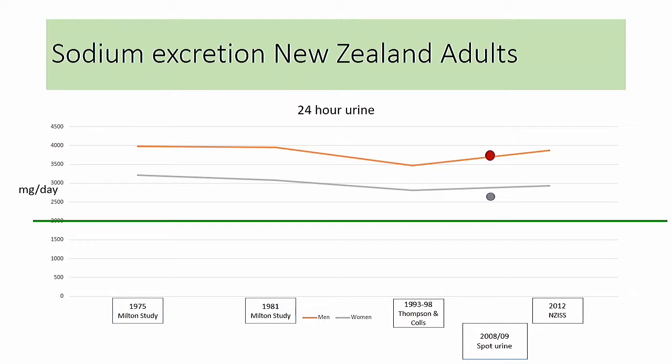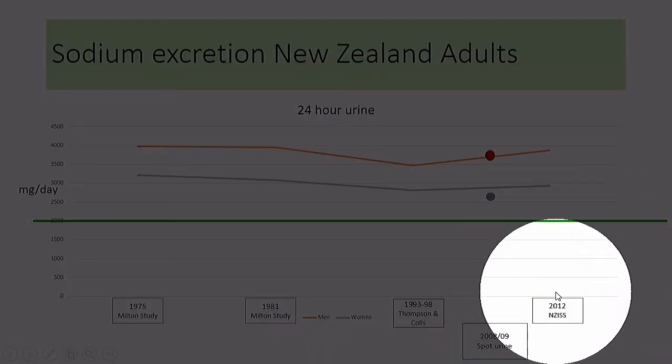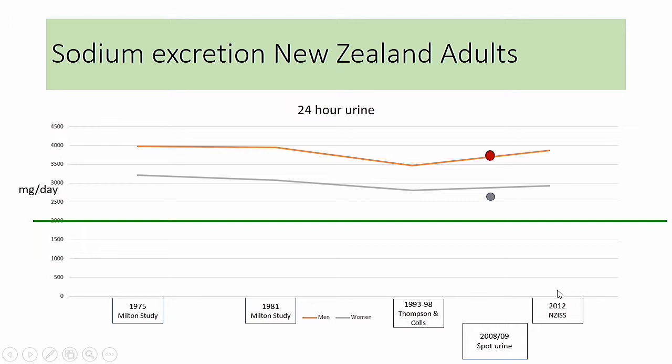So what do we know about sodium excretion in New Zealand adults? Well, here's some data using mostly 24-hour urine over time. We have the Milton study in 1975 and 1981, which was more than 90% of the population in the town of Milton, which is just south of Dunedin, about halfway to Balclutha. We have some data using 24-hour urines from Christine Thompson between 1993 and 98 here, and 2012 data from the New Zealand iodine and salt study, which was a sample of adults selected from the electoral roll in Dunedin and Wellington. Sheila Skeaff and I did the study, and despite our best efforts, we got a very low response rate.